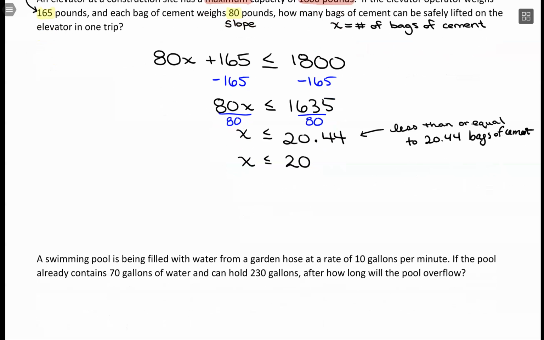But anyway, I'm going to make a sentence with the value of 20, but you could use the 20.44 for exact. So I'm going to say the elevator can carry at most 20 bags of cement.